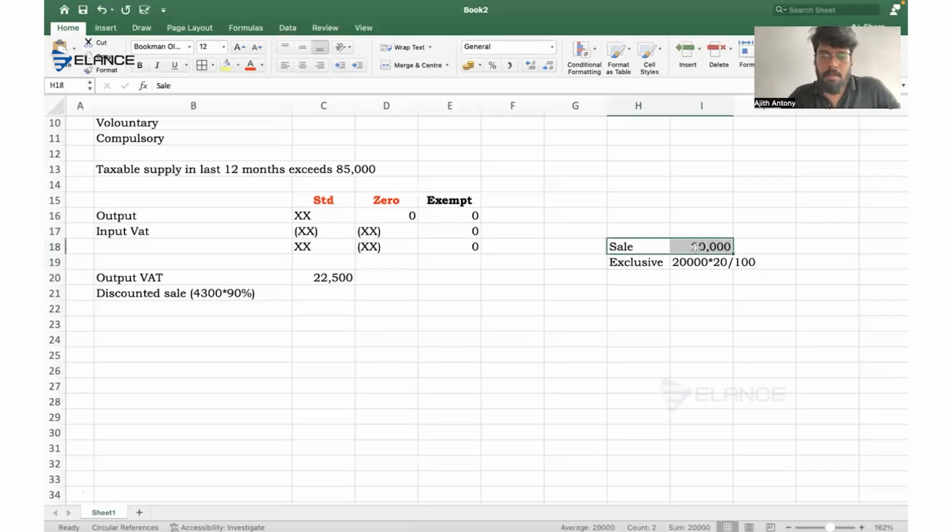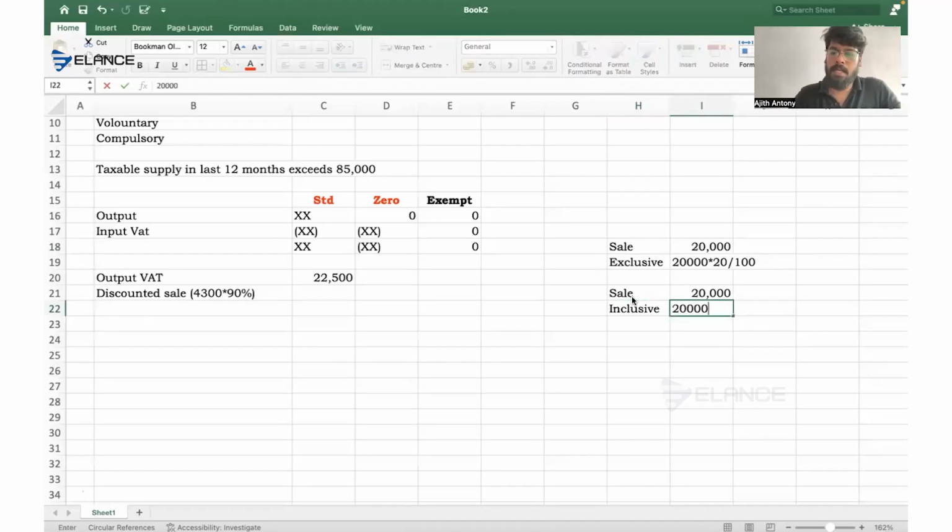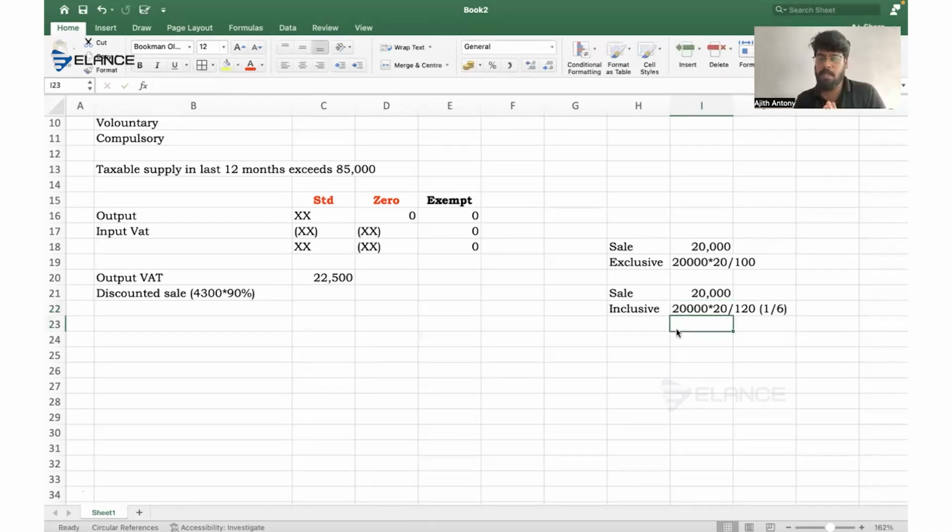Okay, so if the same sale is mentioned as a VAT inclusive amount, we'll find out the VAT element by multiplying 20,000 by 20 by 120. Otherwise, instead of using 20 by 120, we can use 1 by 6 also. Both are the same, 20 by 120 or 1 by 6. Very good. So that is the difference between VAT inclusive amount and VAT exclusive amount.